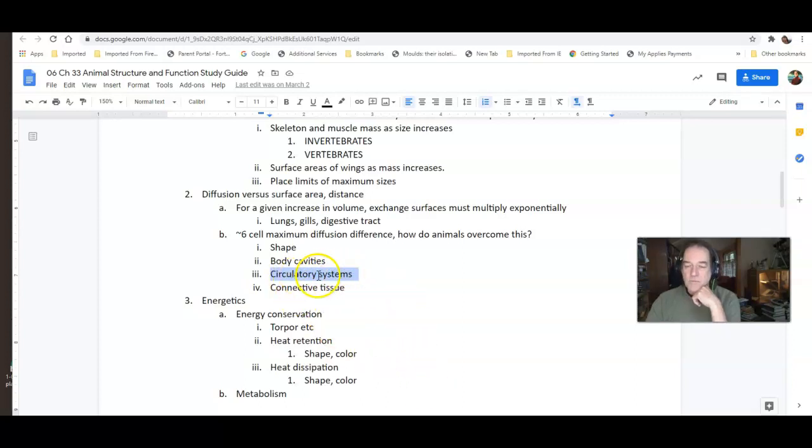Initially they're relatively passive. Fluid is pumped around by movement of the animal, but then inevitably we start seeing hearts and various other pumping devices to move this liquid around. And that is to reduce that diffusion distance so that each cell is, virtually speaking, not more than about 6 cells away from a source of exchangeable nutrients.